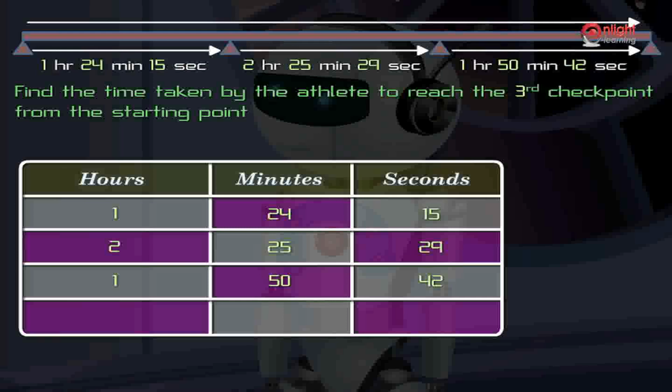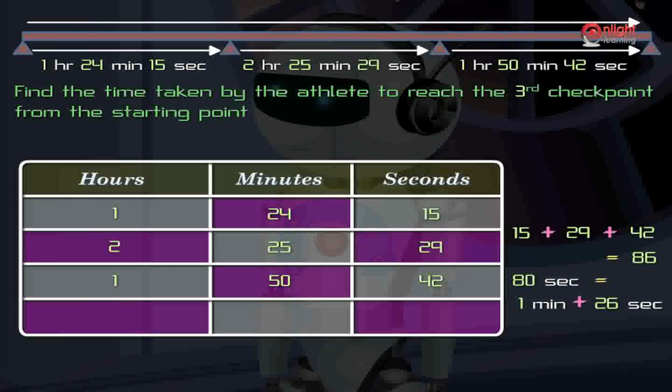The columns are arranged such that the smaller units of time lie towards the right and the bigger units of time lie towards the left. We now start the addition from the right. Add seconds first. 15 plus 29 plus 42 is equal to 86 seconds. Now 86 seconds is equal to 1 minute and 26 seconds. Hence, we carry 1 minute to the minutes column and retain 26 in the seconds column.